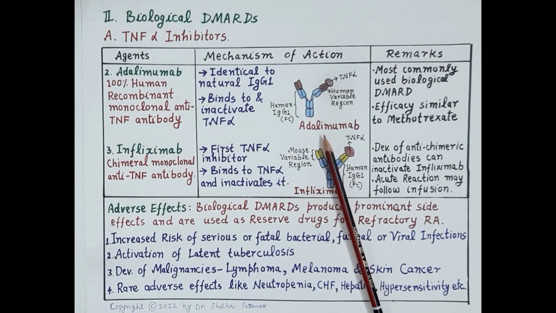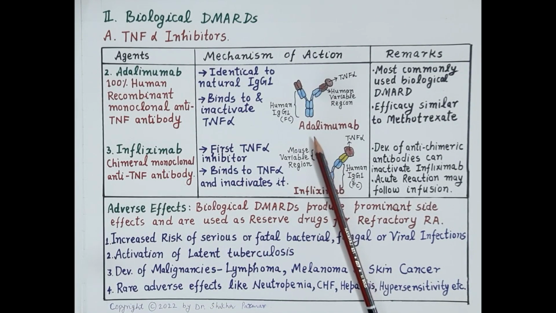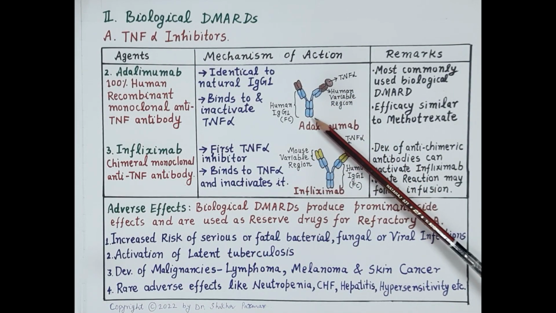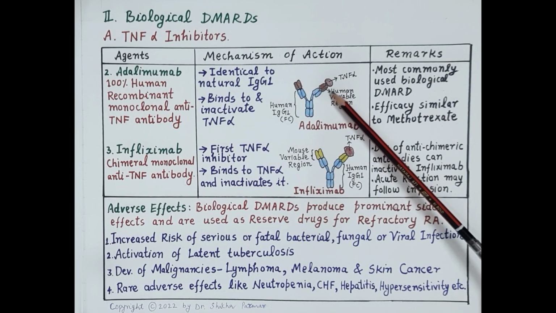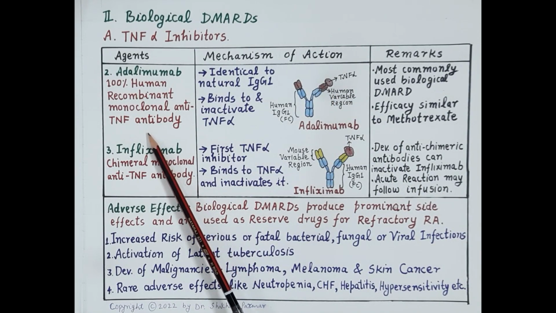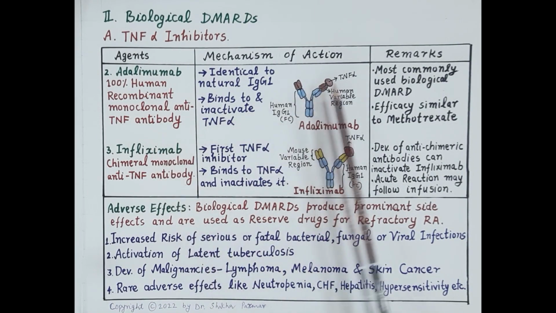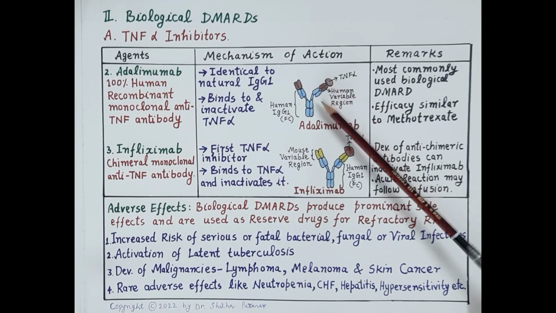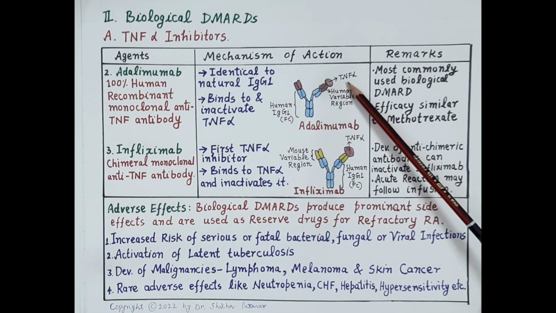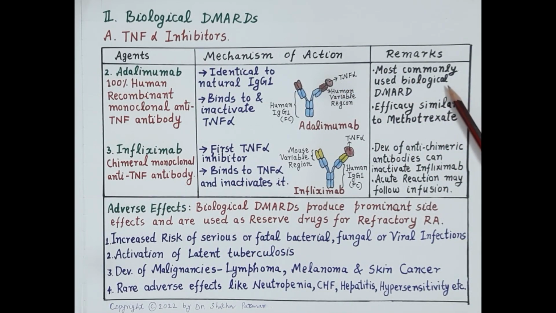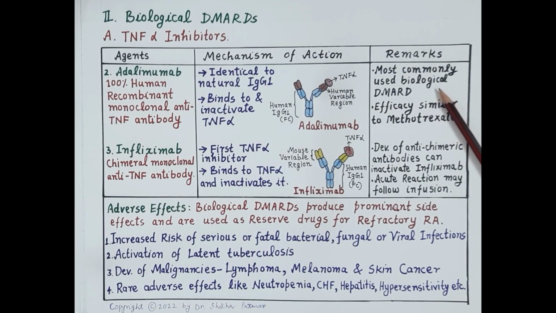Now, look at the structure of adalimumab. Its structure is identical to that of human immunoglobulin G1. Now, this is the constant region and this is the variable region. So, it is a 100% human recombinant monoclonal anti-tumor necrotic factor antibody. Now, this is tumor necrotic factor alpha. So, adalimumab binds to tumor necrotic factor alpha and inactivates it. Now, it is the most commonly used biological DMARD, and its efficacy is similar to that of methotrexate.